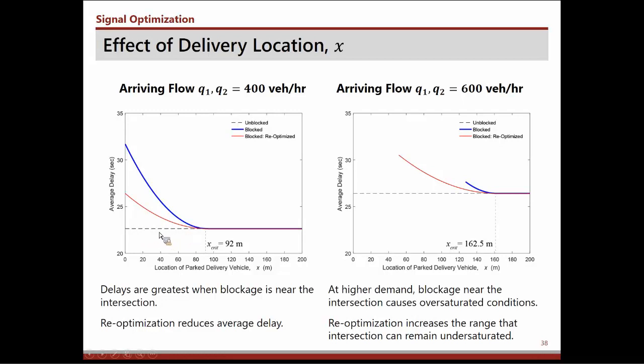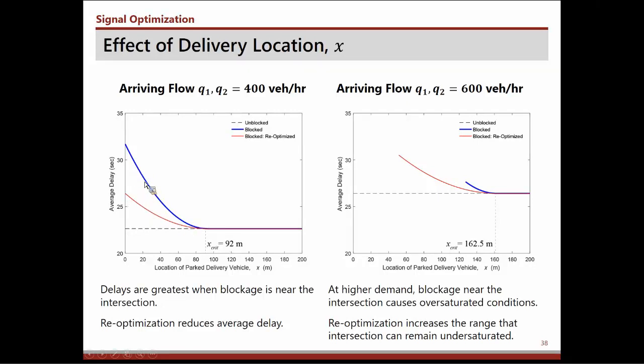That's what you'd have with no blockage. If there's a blockage there and you didn't change the signal timings at all, you get the blue line. So we know that the closer that vehicle is to the intersection, the more effect it has on increasing delays. If you re-optimize the signals, accounting for its presence, you can't eliminate the delay increase entirely, but you can diminish it. You get this red line. So that's from the re-timed signals.